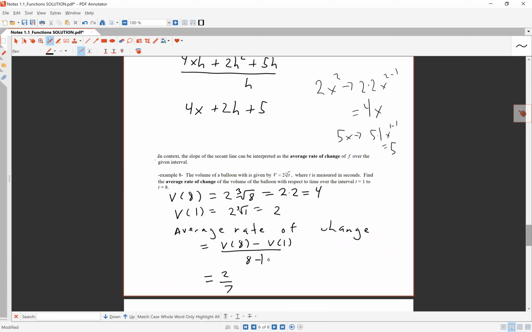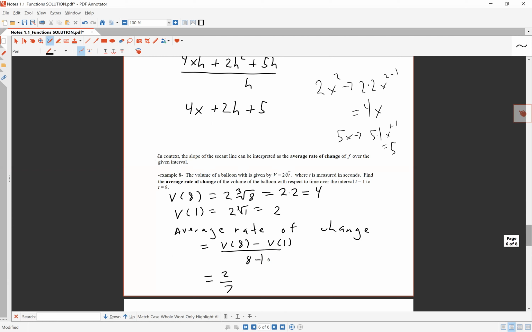Okay, so we just take the difference of the volume divided by the difference in the time. So it's v of 8 minus v of 1 over 8 minus 1. Well, the cube root of 8 is 2, so v of 8 is 2 times 2, which is 4. The cube root of 1 is 1, so v of 1 is 2. So it's just 4 minus 2 over 8 minus 1. Okay, so the average rate is 2/7 per second. It doesn't say what the measure of the volume is.